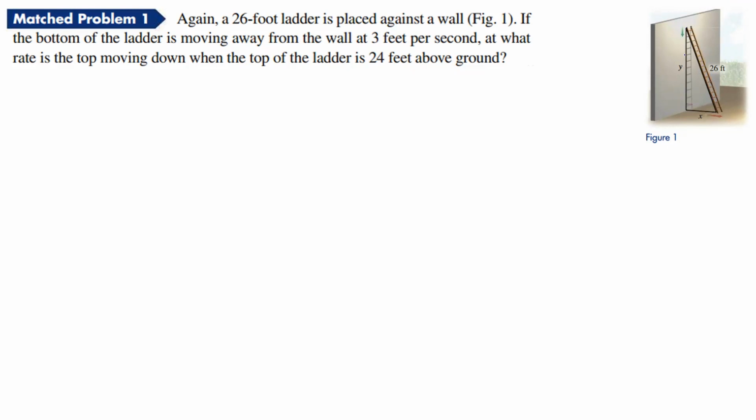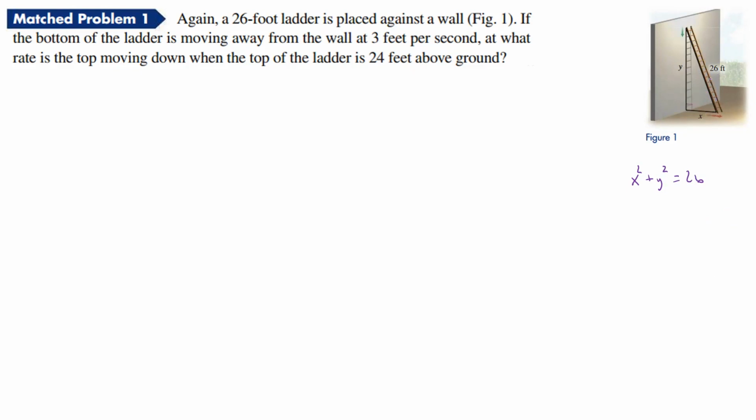We want to know how fast this is going down when the top of the ladder is 24 feet above the ground. First things first, let's talk about the ladder and what it forms. It forms a triangle. So if we say that we have the equation x squared plus y squared equals 26 squared, that would be our Pythagorean theorem, because we're just going to square this plus square that, and that's going to be equal to the hypotenuse squared.